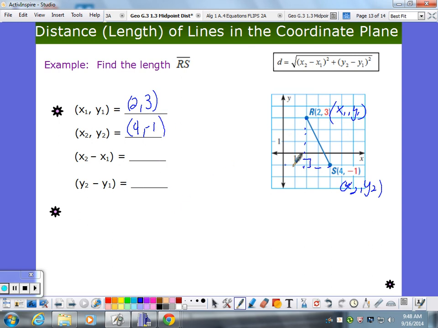Now I want to find this distance. I'm looking for this. And that's the difference between those x values. So if this one is at 2 and this one is at 4, what's the distance between 2 and 4? 2. And then y2 minus y1 says, what's the difference between these? Now think about it. What's the distance between 4 and negative 1? How many hops between 4 and negative 1? And you can also use the absolute value, which will take the absolute value of 3 minus negative 4. What have I done? Three.